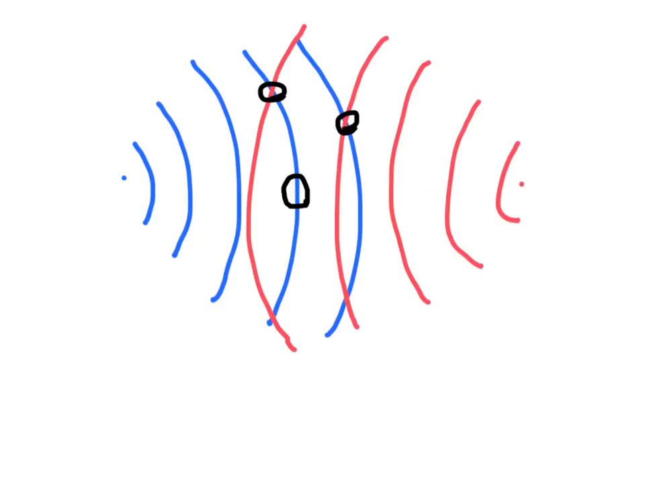Knowledge of this type of interference is very useful for people who design concert halls, because it would be a pain to sit in a place like this where there's completely destructive interference. If you sat here, you wouldn't be able to hear the orchestra.